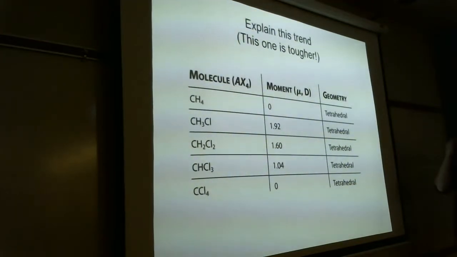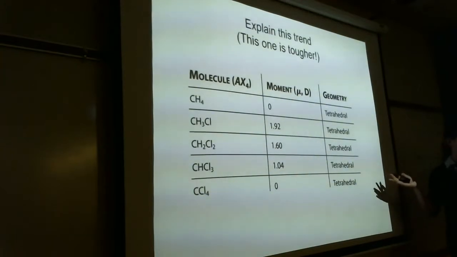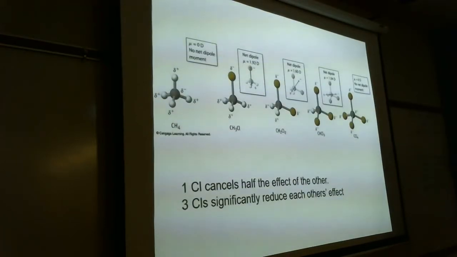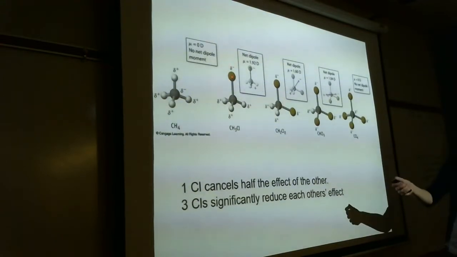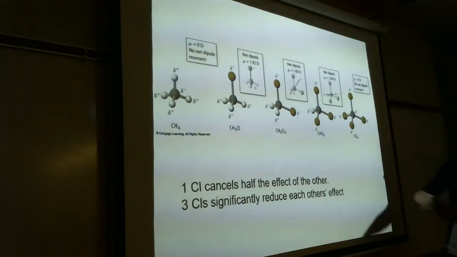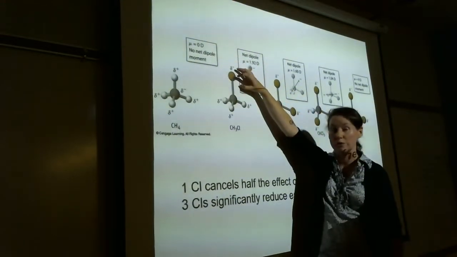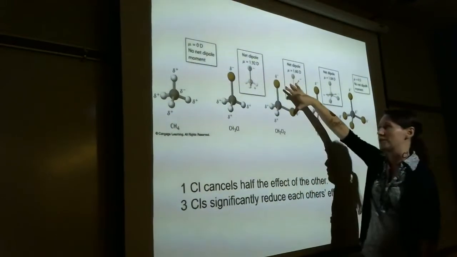Can anyone come up with an explanation? If you're good at vector thinking, then this answer is pretty straightforward. Right? If you've taken physics and you've done vector math. Can anyone explain this trend? Thoughts? All right, let's look at the Lewis structure, well, the 3D structures, I should say. They're all tetrahedral. Okay, so here we've got 1 chlorine and 3 hydrogens. When we add that second chlorine, it actually cancels half of the effect of this one, right? So when we had a super focused region here, now we've distributed that across 2.